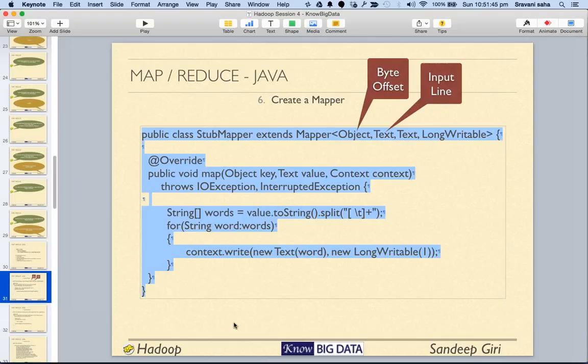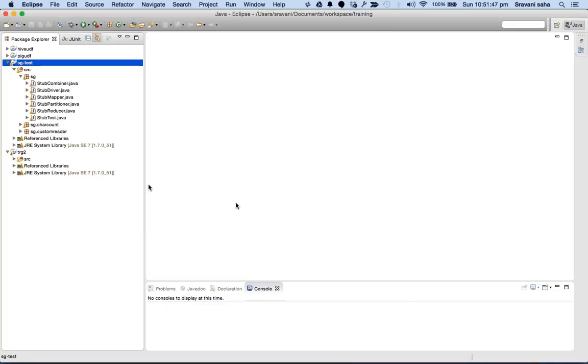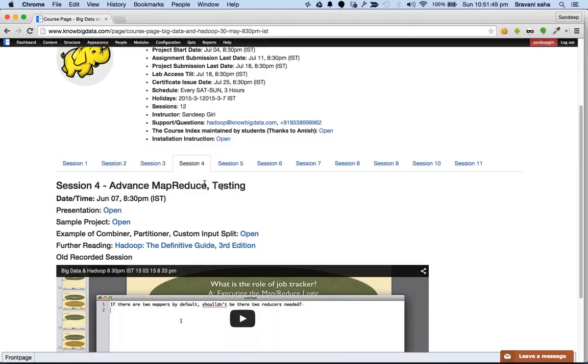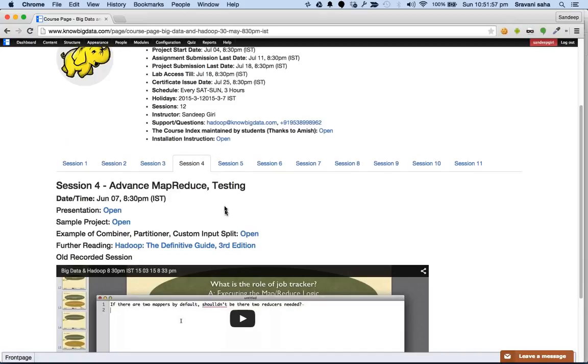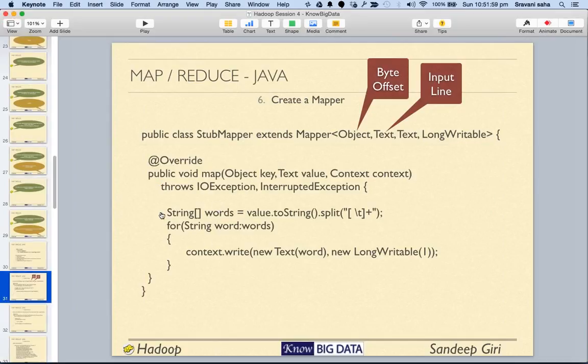All right. So to begin with, you can import the project available on the session number 4. You download this, unzip it, and then you can import it, and then you will have something of this sort. That's an easier way to kickstart rather than writing.